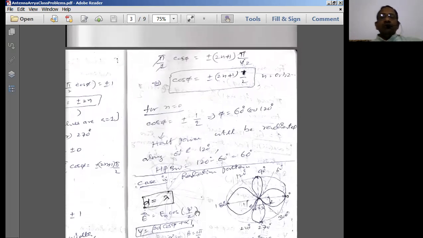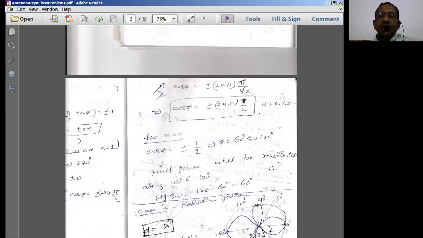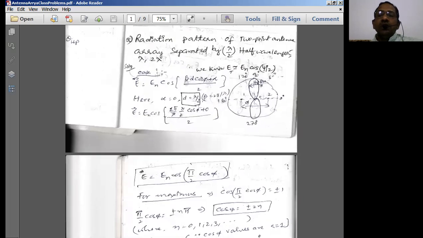Now the value of cos phi will be equal to 1 by 2 when phi is equal to 60 degrees; it will be plus 1 by 2. When phi is equal to 120 degrees, it will be minus 1 by 2. So that is how half power will be radiated along the 60 and 120 degrees. Therefore, half power beam width is equal to how much? 120 minus 60.